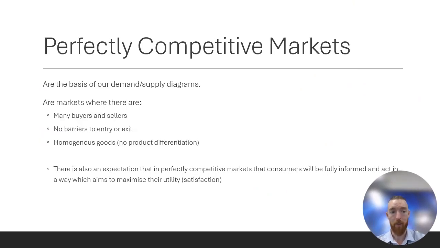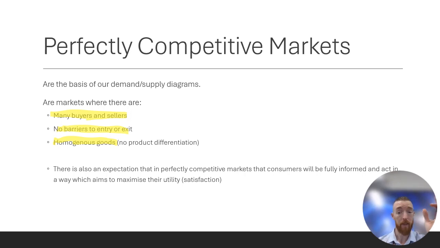Our other content that we went through was perfectly competitive markets. So in an unregulated market, we talk about if there were no laws, government regulations about how businesses operate, this is the basis of our demand supply diagrams, which we're going to get into today. Perfectly competitive markets are markets where there are many buyers and sellers, so a large amount of people selling products and buying products. No barriers to entry, so it's really easy to start in that business area and make that good or service. And homogenous goods, which means that there's no product differentiation.